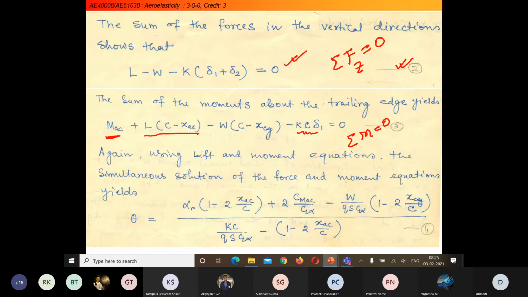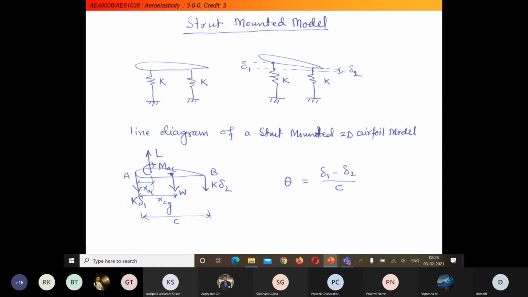Okay. So basically these are the two equations I am getting, and if you look here, we have two unknowns: delta 1 is unknown, delta 2 is unknown. If I can get these values, then I can calculate the value of theta. As we have two unknowns and two equilibrium equations, I can solve it and get the value of theta. I have shown the derivation here.